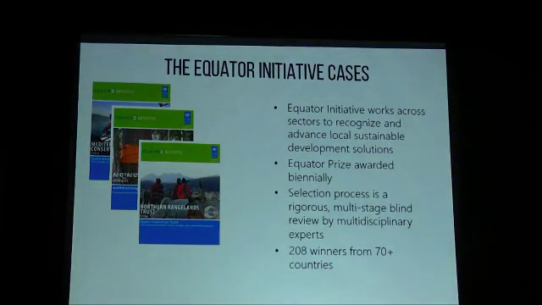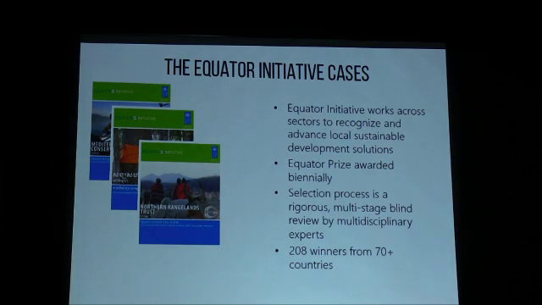So why these communities? The Equator Initiative is a subset of the UN Development Program that focuses on recognizing and advancing local sustainable development solutions. So as part of this work, they award the Equator Prize biennially, and this involves an extensive selection process which usually whittles down over 1,000 nominations to about 20 winners. So selection is a multi-stage process with a review by multidisciplinary experts in various fields. And this is intended to recognize best practices in biodiversity conservation and poverty reduction.